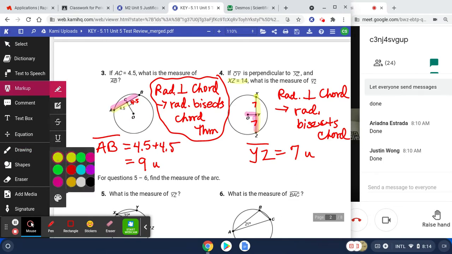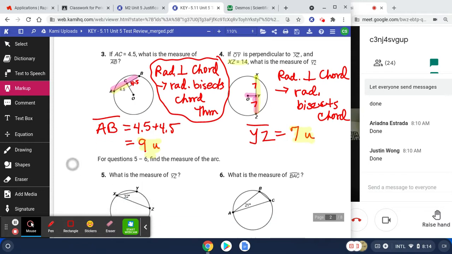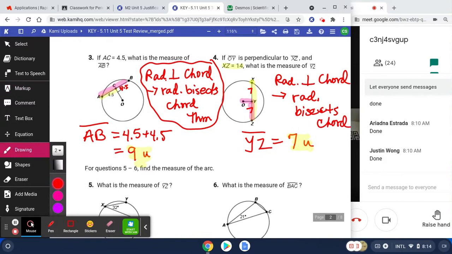And remember to highlight those answers. 9 units, 7 units. Any questions on 3 or 4 using that radius perpendicular chord, radius bisects the chord theorem?